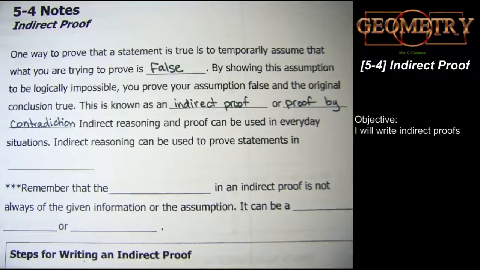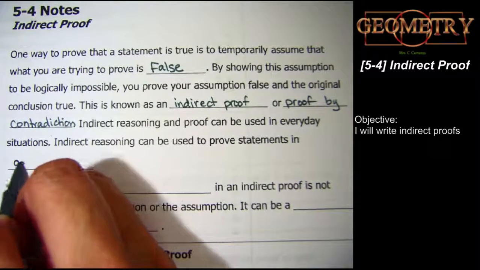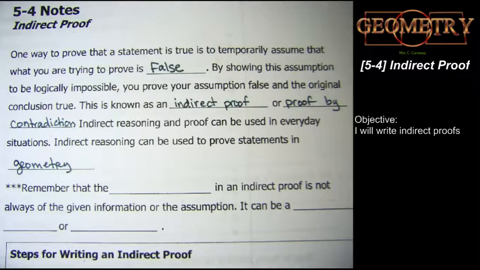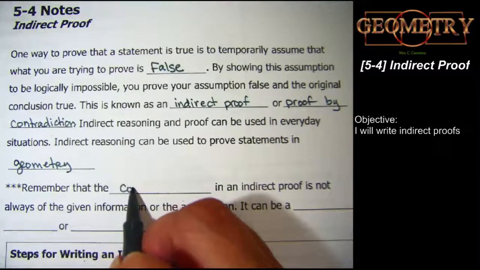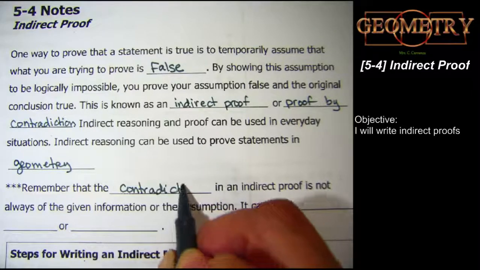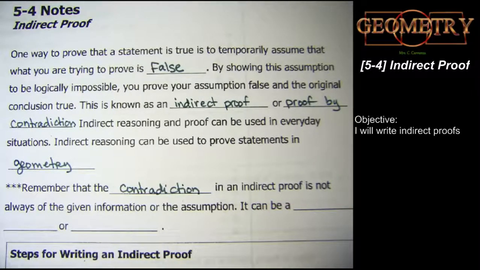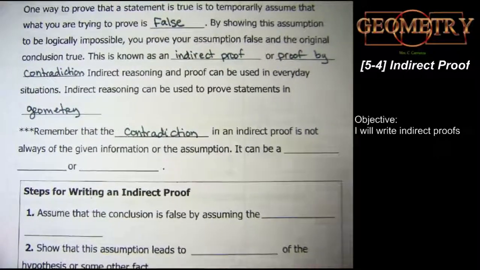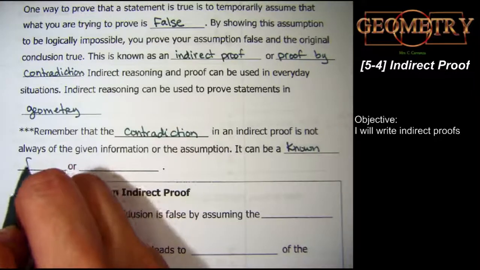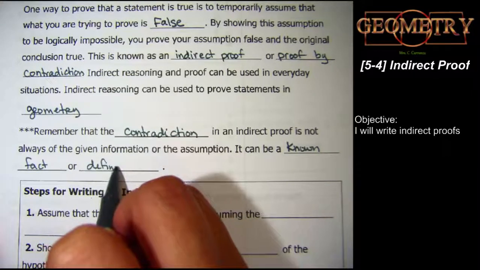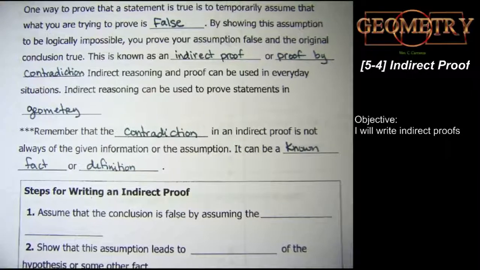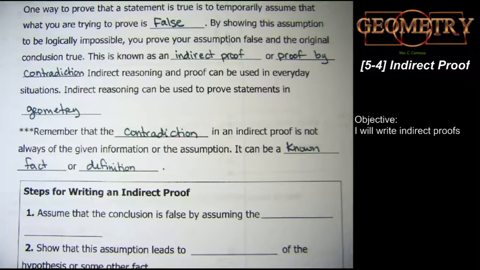Indirect reasoning and indirect proof you have used in your everyday situations and conning your friends into thinking your way. It can also be used to prove statements in geometry. There's just one thing, however, that you have to remember. And that is that the contradiction that you're trying to get to doesn't always have to contradict the given information or any of the assumptions that you're making. You can have it contradict a well-known fact or some sort of definition that you and whomever you were arguing with have agreed on as a good definition. You've done these in your arguments before.